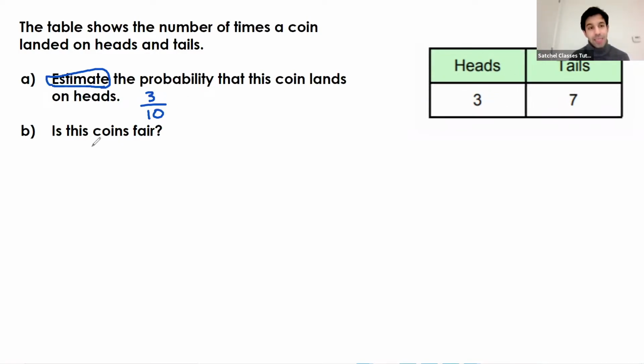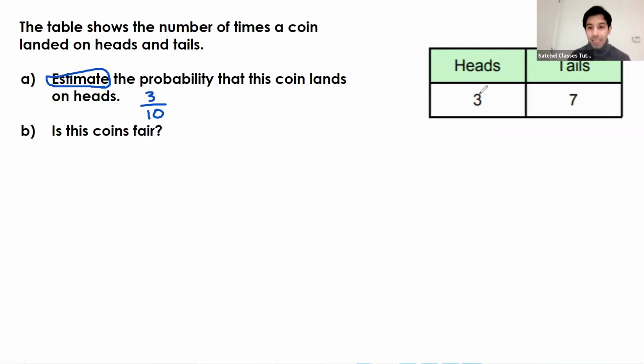Now the question says, is this coin fair? Well, at first glance, we could say the coin is not fair because it's more biased towards tails. We can clearly see it lands on tails a lot more. However, the experiment has only been done 10 times. So whilst on the surface it might appear that the coin is unfair or biased, the experiment hasn't been repeated enough times for us to make a conclusive decision here.